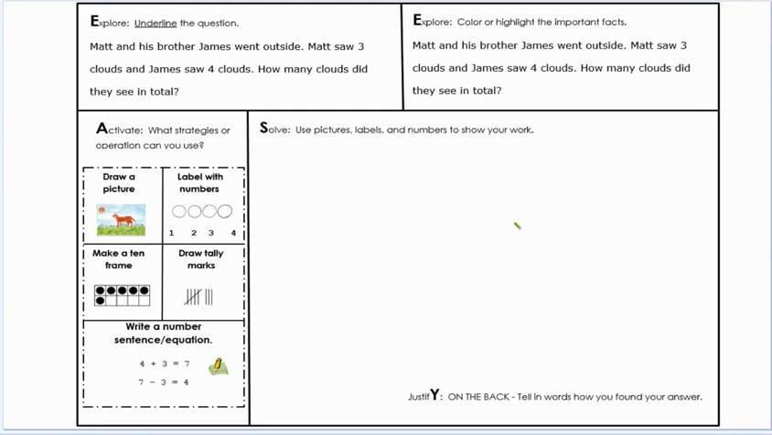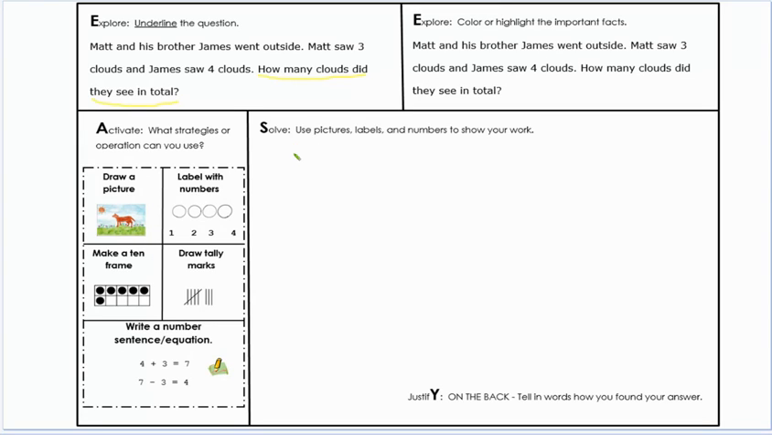So the problem for this week says, Matt and his brother James went outside. Matt saw 3 clouds and James saw 4 clouds. How many clouds did they see in total? So the very first thing that I'm going to do is underline the question. And usually the question is at the very end. Okay, you want to look for that question mark. Okay, so I could see that it's right here where it's asking how many clouds did they see in total? So I'm underlining that question, okay?